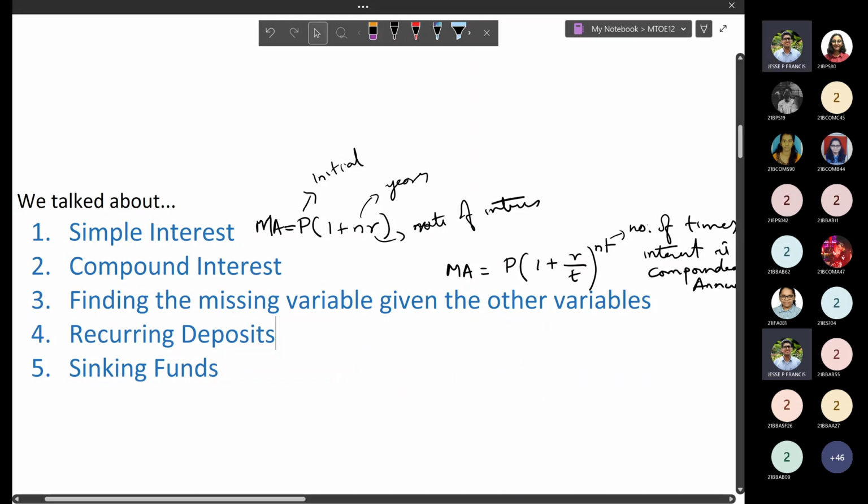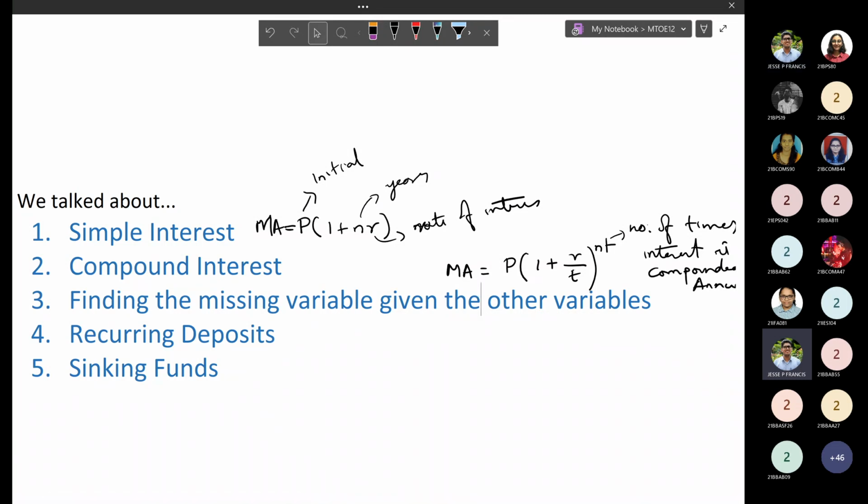And suppose you are given the maturity amount to be 1,000 and the principal is unknown, and you're given that the rate of interest is, say, 10% for 5 years. We know that everything else is known, therefore we can find P. That is finding the missing variable given the other variables. So this was a summary of whatever we learned so far. This will be almost everything you need to know for the exam.